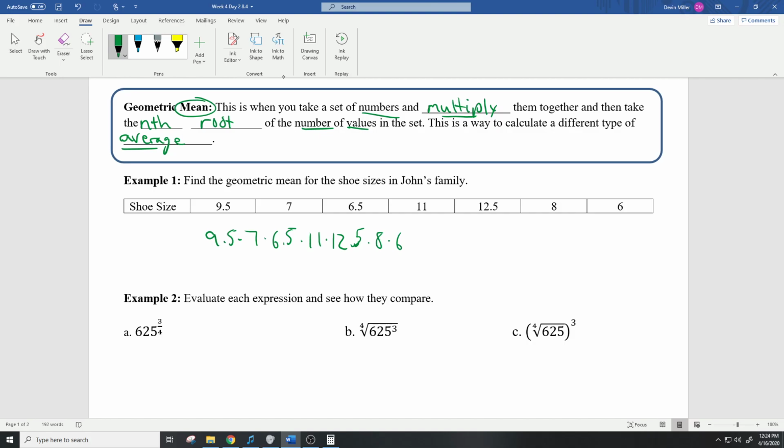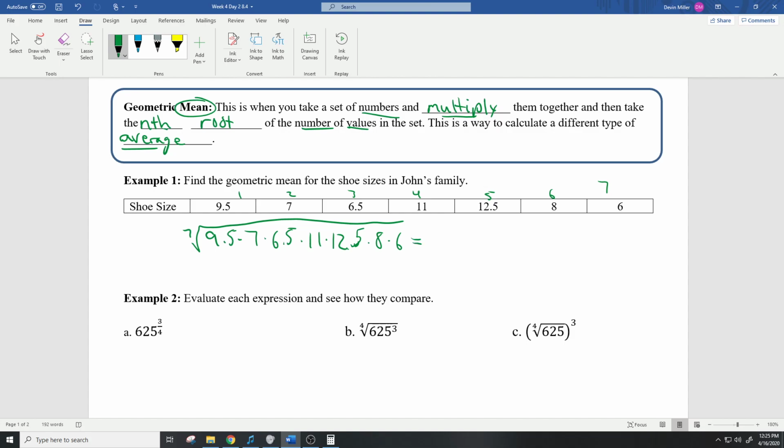And then we have to figure out how many there are, because we're going to take the nth root of the number of values. So how many are there? 1, 2, 3, 4, 5, 6, 7. Did I use all of them? 1, 2, 3, 4, 5, 6, 7. Okay, I got all 7. So we're going to do the root symbol of all these numbers multiplied together, and since there's 7, we're going to do the 7th root.